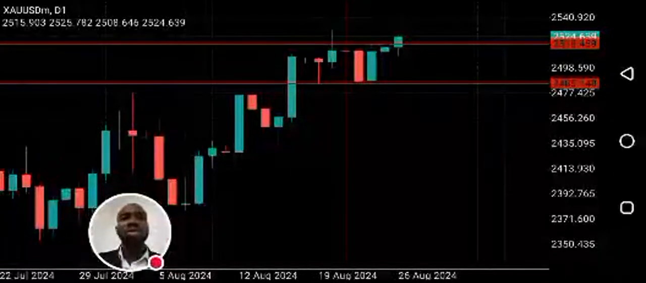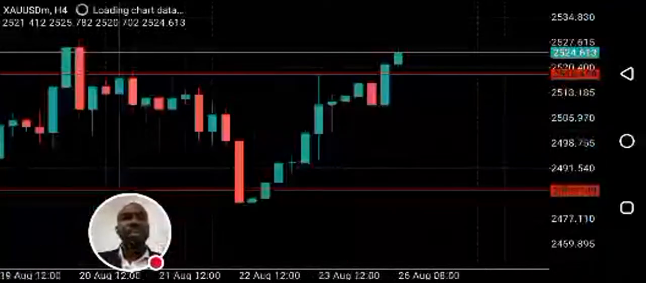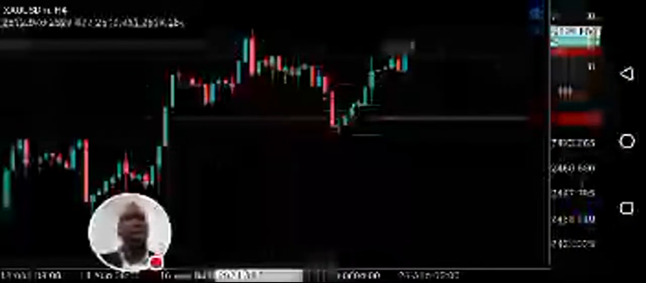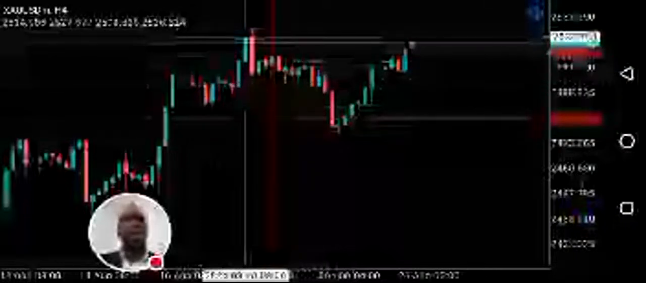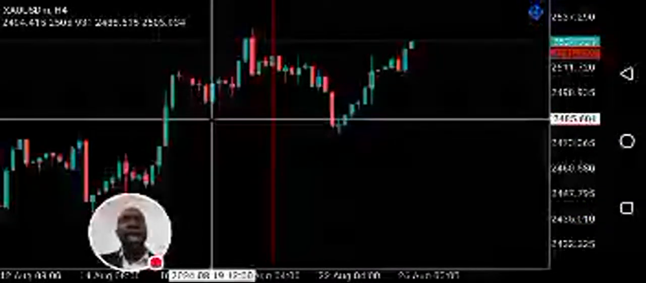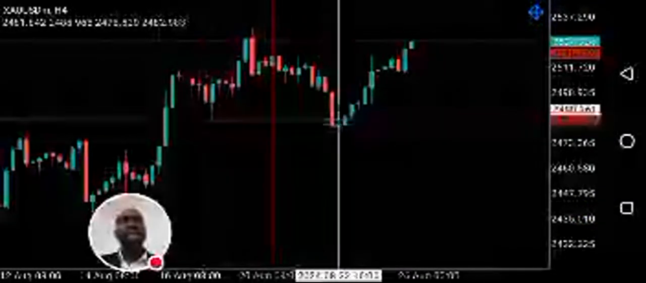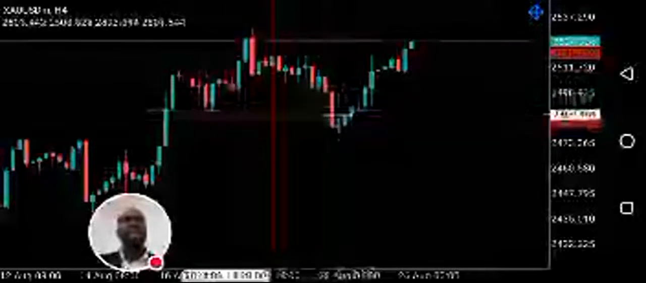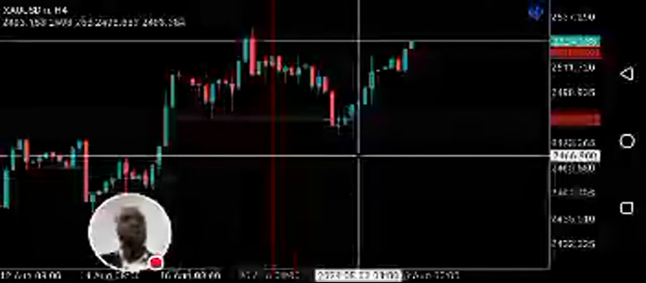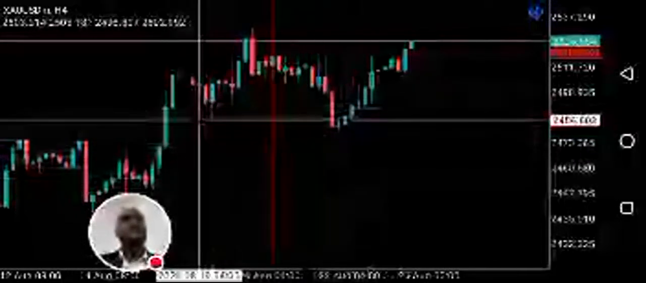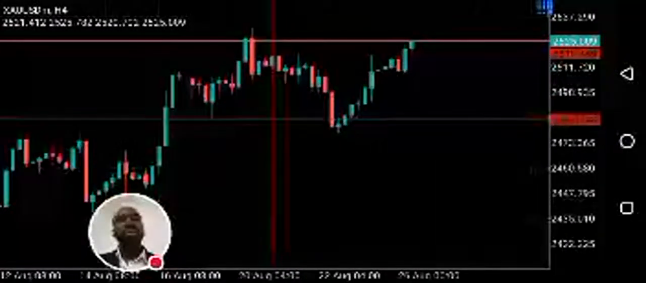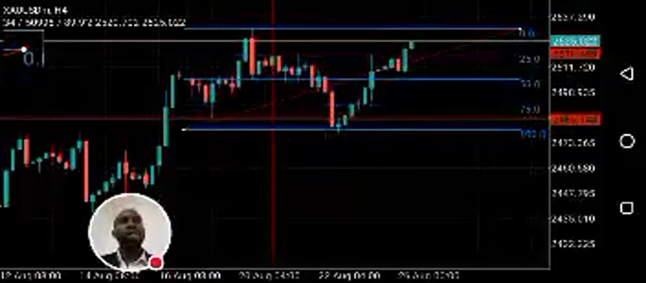Okay, so let's go down to 4-hour. This is 4-hour. You can see on 4-hour also we had an engulfing pattern and shift in market structure on 4-hour time frame. So what you would have done here, after this candlestick closed below this higher low, is to apply your Fibonacci tool.